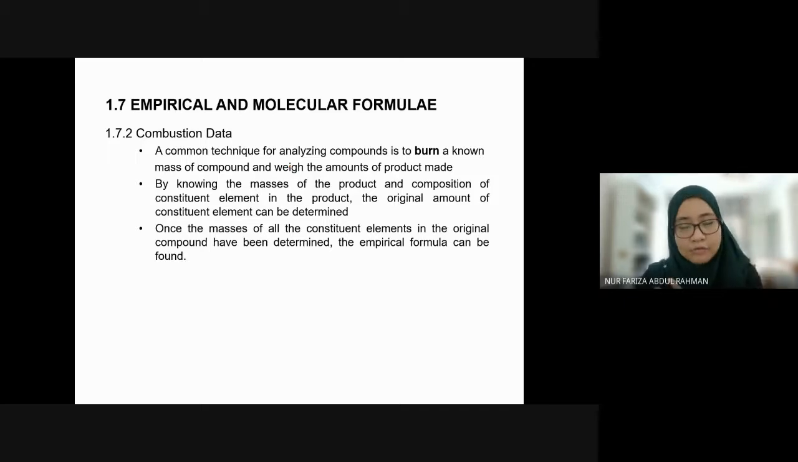Application of empirical formula: we have a compound, and basically it's the same. We want to know the number of constituents in the compound. Let's say the compound consists of C, H, and O, where C is X, H is Y, and O is Z, and these need to be determined. One of the methods is by burning the compound. When we burn the compound, we will produce product.